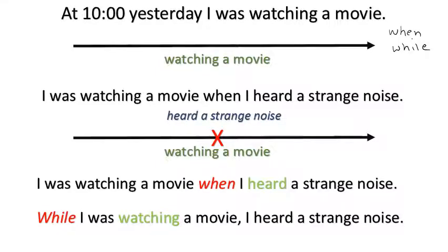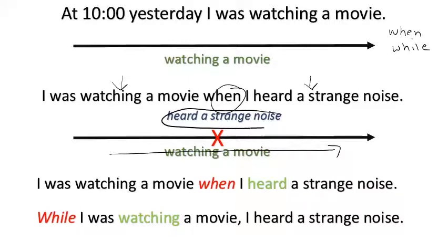Now, I was watching a movie when I heard a strange noise. If I look at the word when, I can see here that something, which was watching a movie, was interrupted by something else. And I can see that I was also still continuously watching the movie when something else happened, which was, I heard a strange noise. Now pay attention. This clause here is in the simple past. It started and it ended. I didn't continuously hear this strange noise, whereas I did continuously watch the movie. So while this action was progressing, this action started and finished.